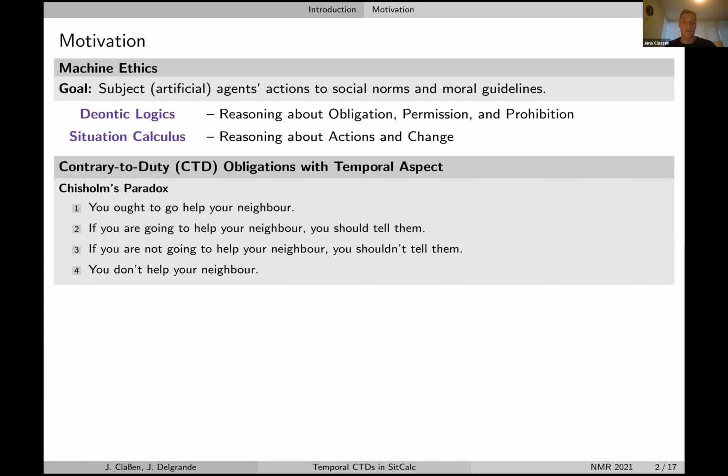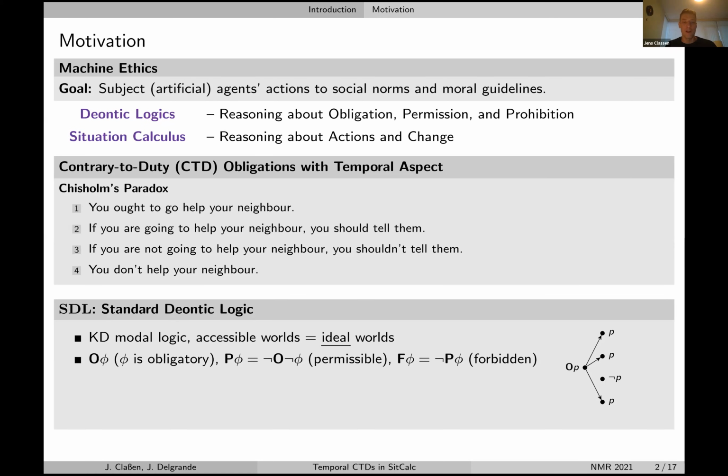And there is this very famous Chisholm scenario in the deontic logic community, which is slightly rephrased here, but basically it goes like this. You have a statement saying you ought to go help your neighbor. And then there is another statement saying, if you are going to help your neighbor, then you should tell them beforehand that you're coming. And if you're not going to help your neighbor, you shouldn't tell them that you're coming. And then you actually don't go help your neighbor. Yeah, and so perhaps you can see where this is going. So this is basically where the non-monotonicity will come into play.